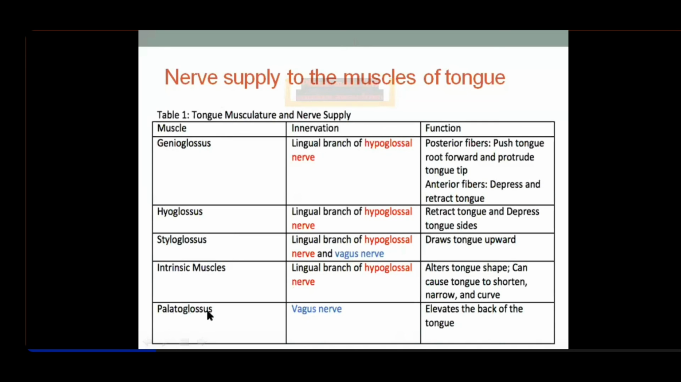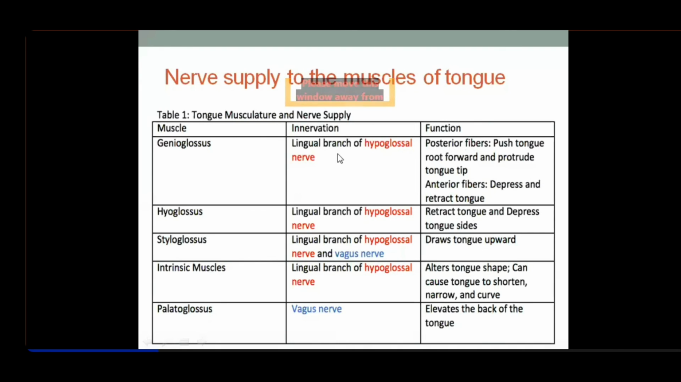Palatoglossus, I have told you. It's the vago-accessory complex, right? Cranial accessory, vagus through the pharyngeal plexus. That is the supply for palatoglossus, and this might also supply a few fibers to styloglossus as well. Then the functions of these muscles, let's just do a fast read because they're already given here.